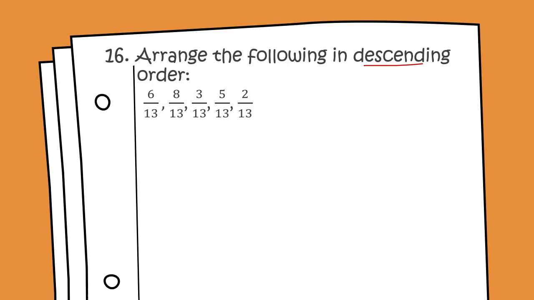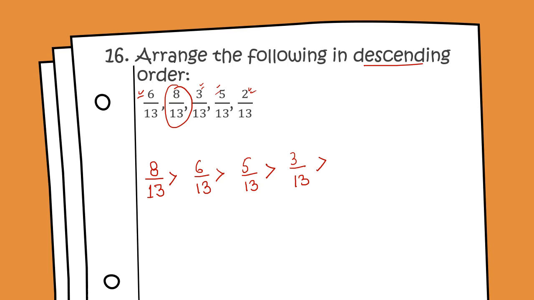So again, all the fractions are like fractions. So check numerator and find out the fraction with greatest numerator. You can see here 8 by 13. So this is the greatest fraction. After 8, we have next 6 by 13. Then 5 by 13. Then 3 by 13. And the smallest one, 2 by 13.